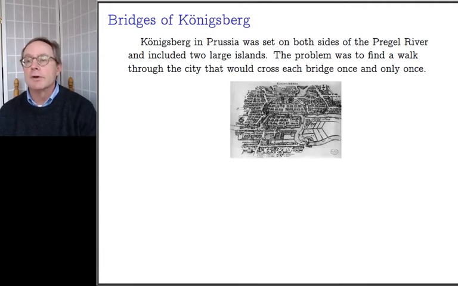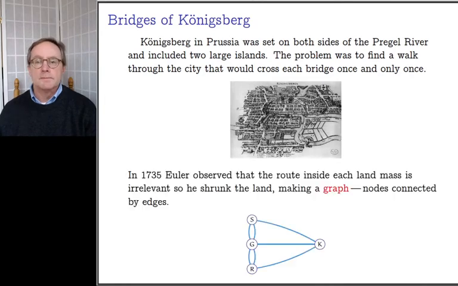And there are some bridges over that island, and the problem was to find a walk through the city that would cross each bridge once and only once. So we need a better picture than the one we have. So in 1735, Euler was asked that question, and he made the following observation. He said, here's the island, G. It's a German word. I'm not going to attempt it. And the land on the north is called S. The land on the south is called R. And this part over here, this is actually another island, is called K. And again, I'm not going to attempt to pronounce the German word for those areas.